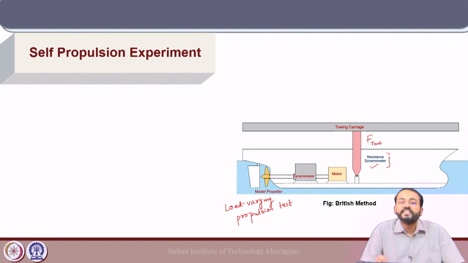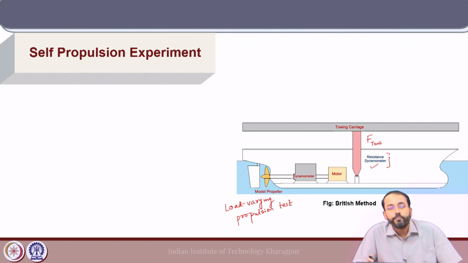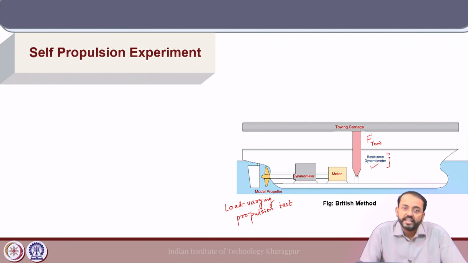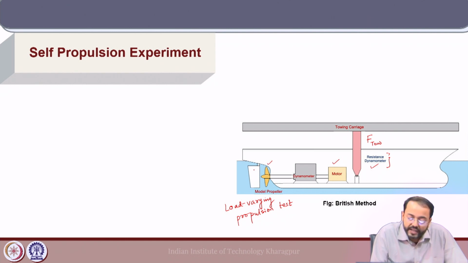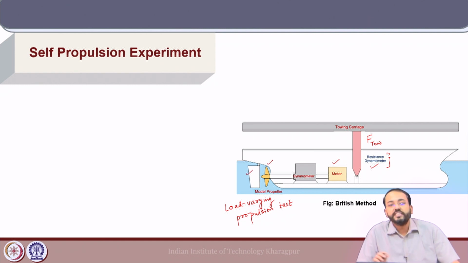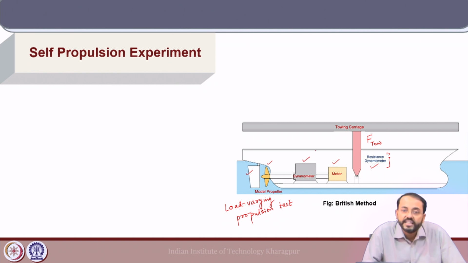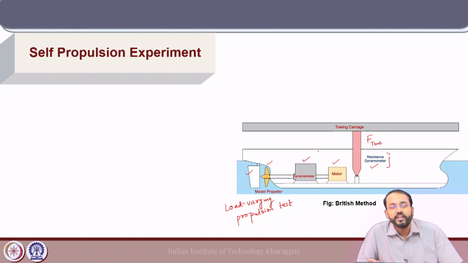So, the tow force is exerted by this resistance dynamometer, and from multiple readings we can do interpolation to get the self propulsion point where the tow force is equal to the skin friction correction force. That will be the full scale ship self propulsion point on the model. And here also we have the motor which is providing the RPM to the propeller, and we have the rudder behind the propeller for the self propulsion test, and the dynamometer is measuring the propeller thrust and torque.